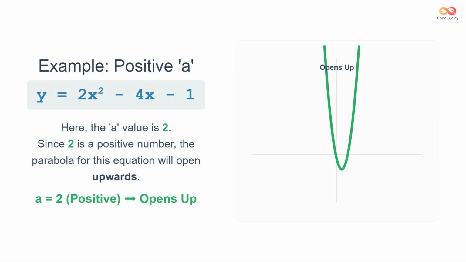Let's consider the equation y equals 2x squared minus 4x minus 1. Here, the a value is 2. Since 2 is a positive number, we know immediately that the graph of this equation will be a parabola that opens upwards.